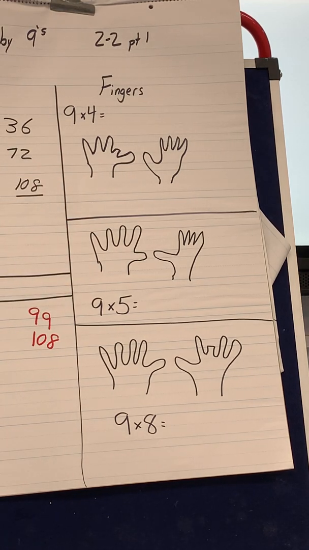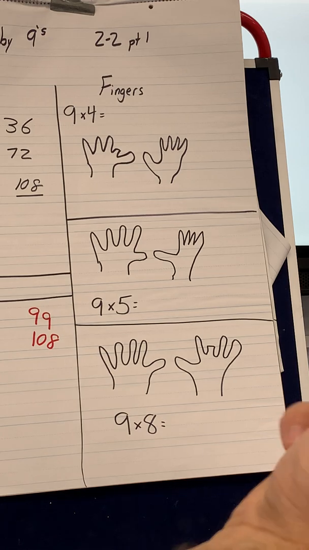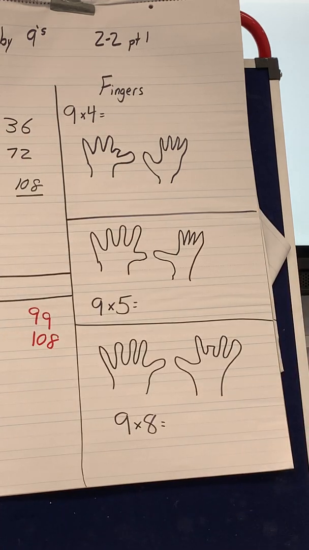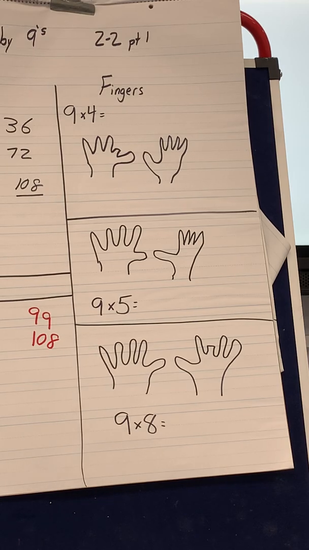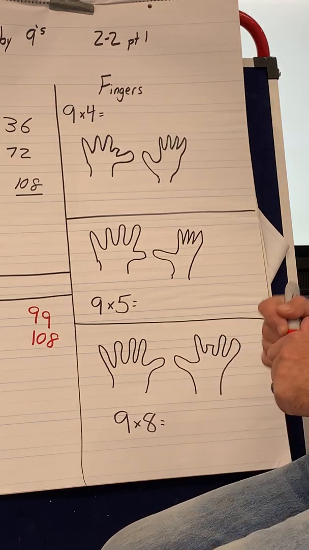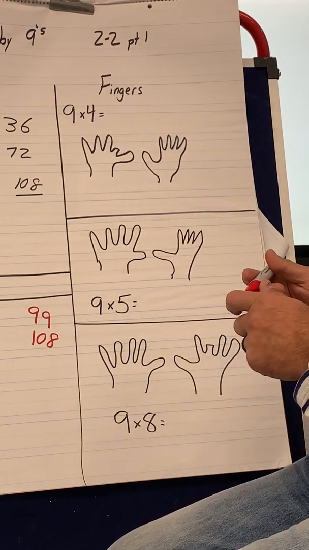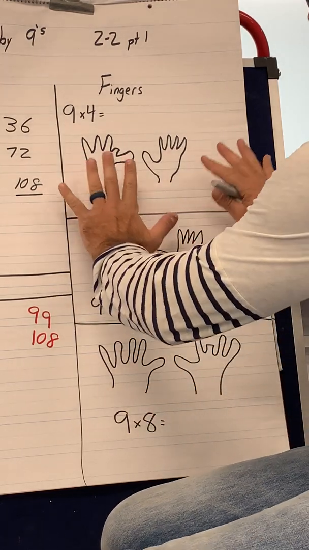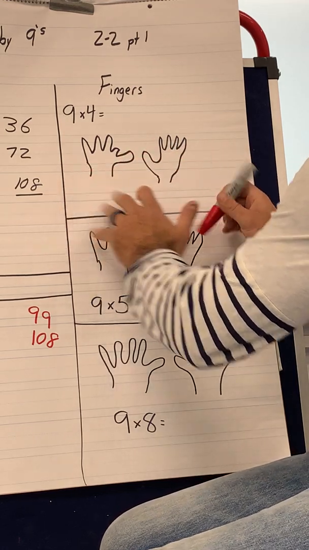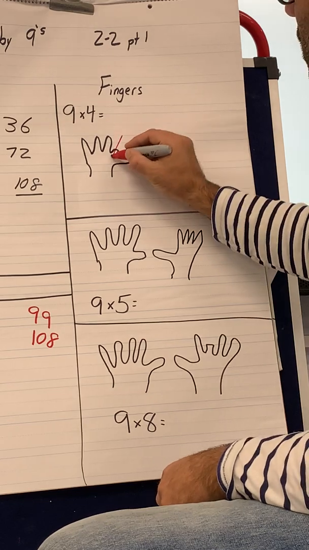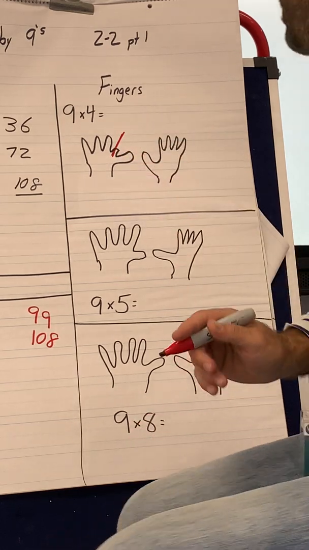And then you go over, you put a finger down. Now the rule is, the finger that goes down, anything to the left of that finger counts as 10. Anything to the right of the finger counts as 1. So let me show you. Say I had to do 9 times 4. You put down your 4th finger, like this, you start with the left hand, 1, 2, 3, 4, put it down. Everything to the left of that counts as 10.